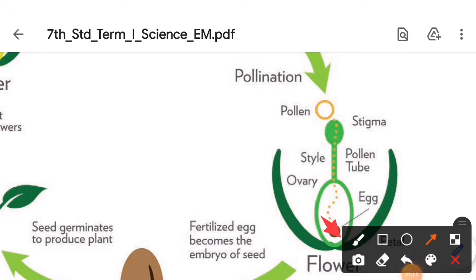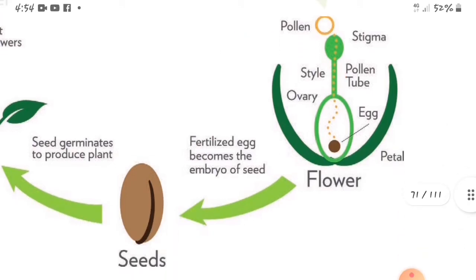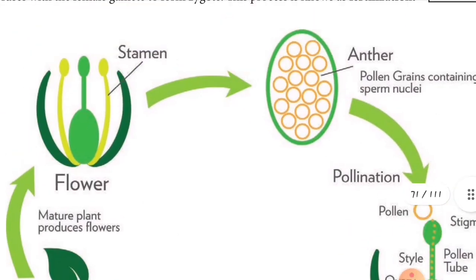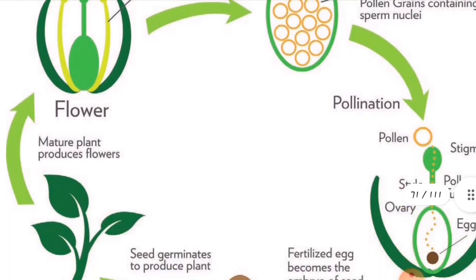Oval. See the tubes, children. This is the pollen tube, and here the pollen reaches the stigma. Clear, children? This is the fertilized egg, which becomes the embryo of the seed. Embryo of seeds. This is clear to you, children. This is the life cycle of your plant.